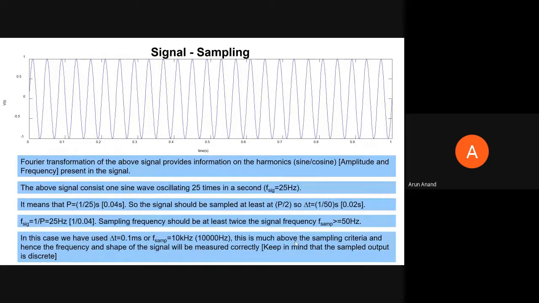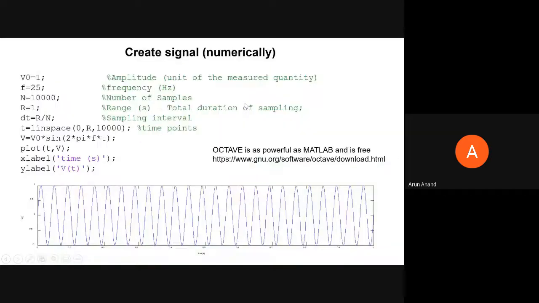Shall I go ahead? Yes, sir. Okay. So one of the things that is very important, which I have written here in brackets, is that your sampled output is always going to be discrete. You can never have a continuous sampled output. You already know about that. Okay, so let's go ahead.